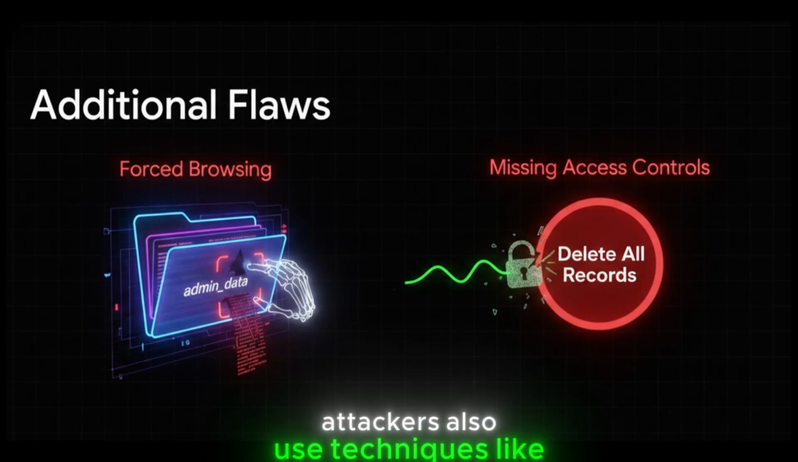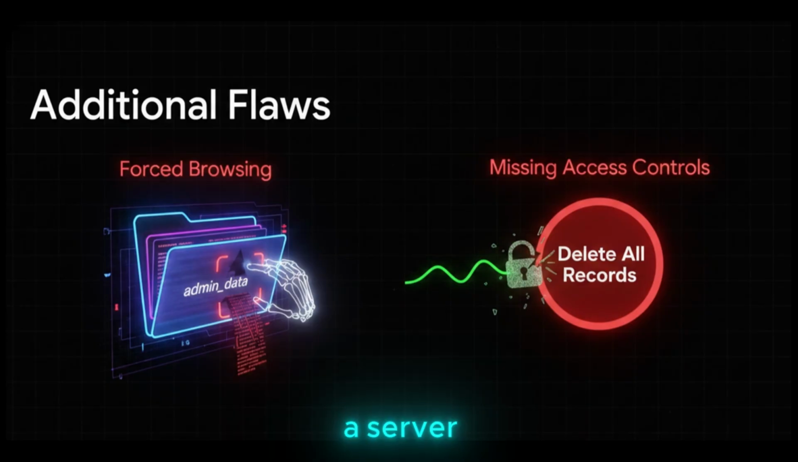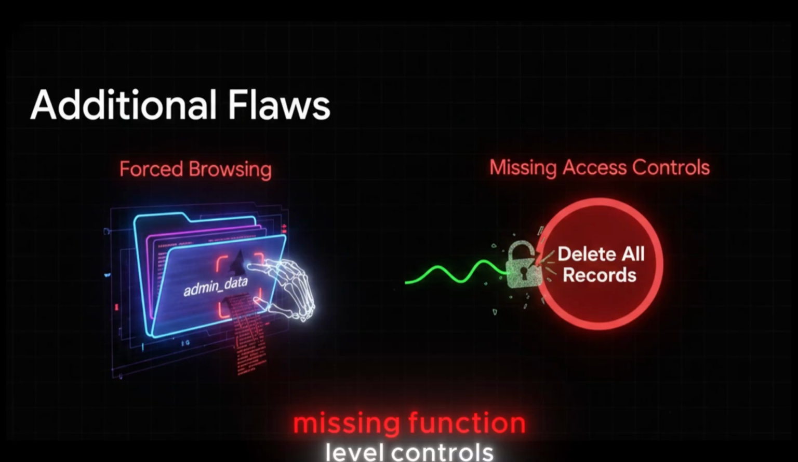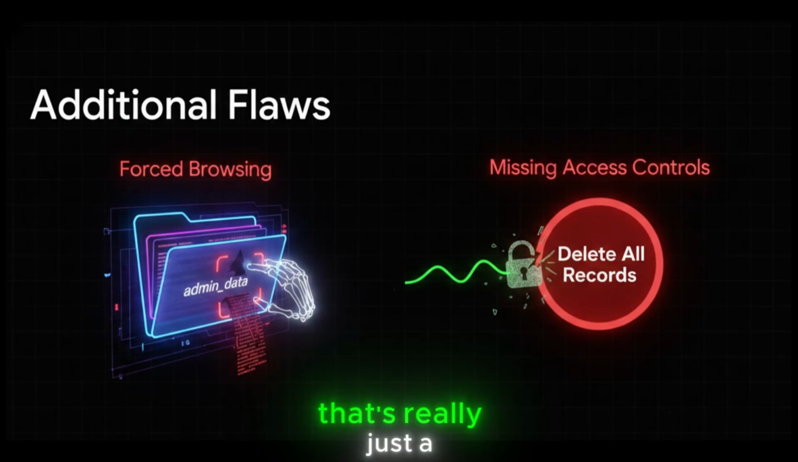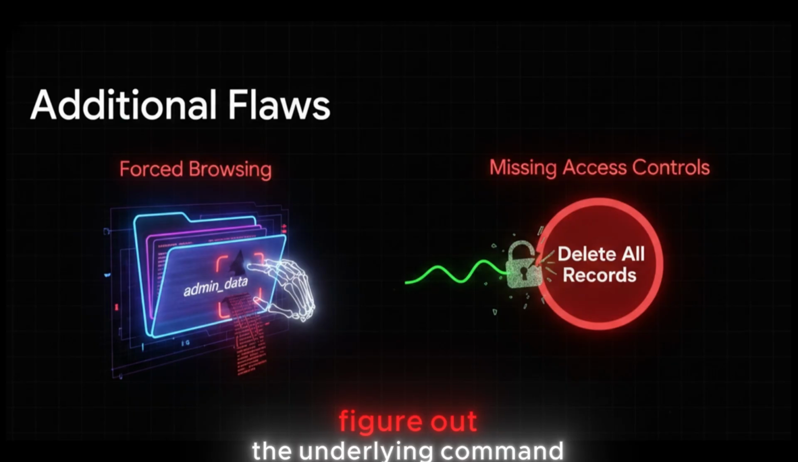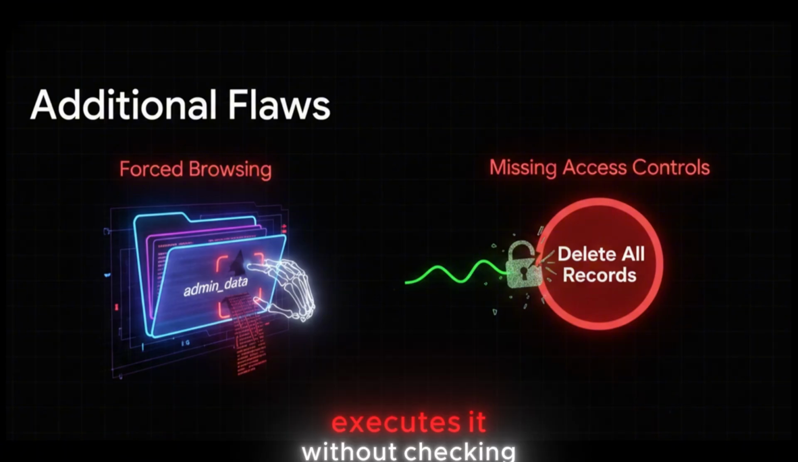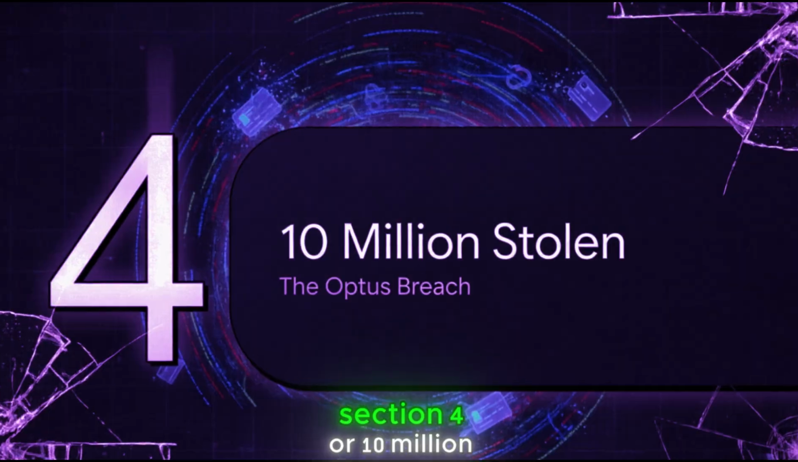Attackers also use techniques like forced browsing, which is essentially just guessing hidden directories on a server. Or they might exploit missing function-level controls. That's really just a fancy way of saying an application hides the delete account button on your screen. But if you somehow figure out the underlying command and send it anyway, the server just blindly executes it without checking your permission.